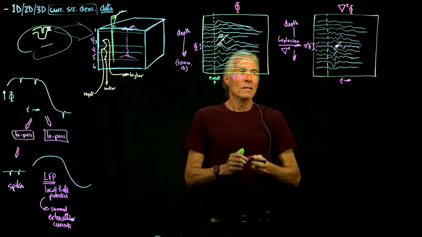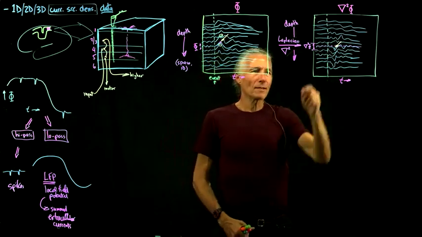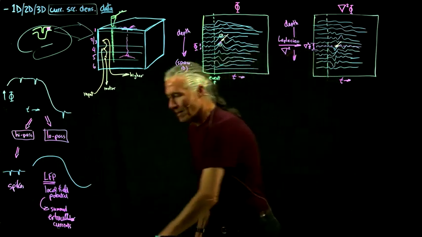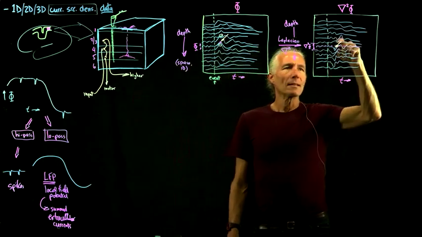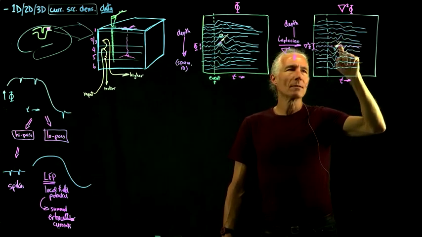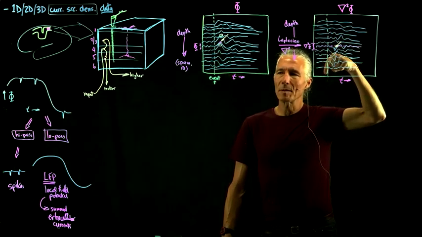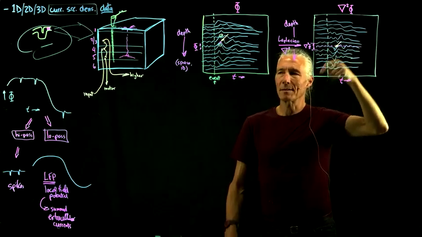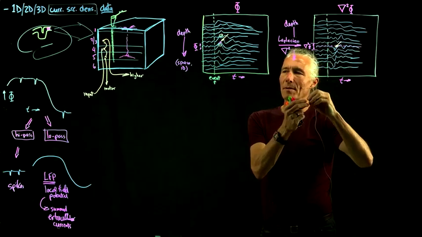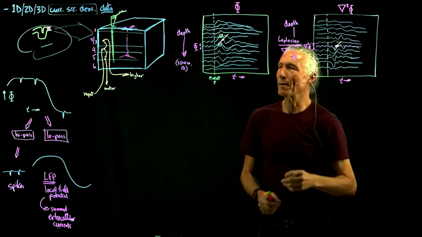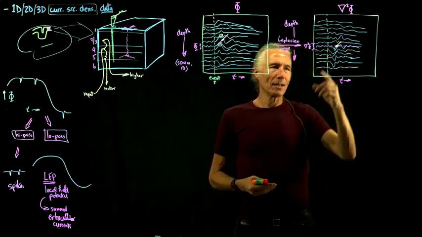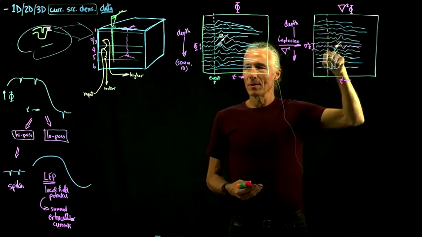So the first thing you can see when you do this, which was done like 30 or 40 years ago, is that the current source density changes very rapidly with depth. So you might go down like a third of a millimeter, and suddenly the current source density is positive. There's current erupting out of that part versus disappearing into that part. And so that suggests that there's a lot going on with depth.